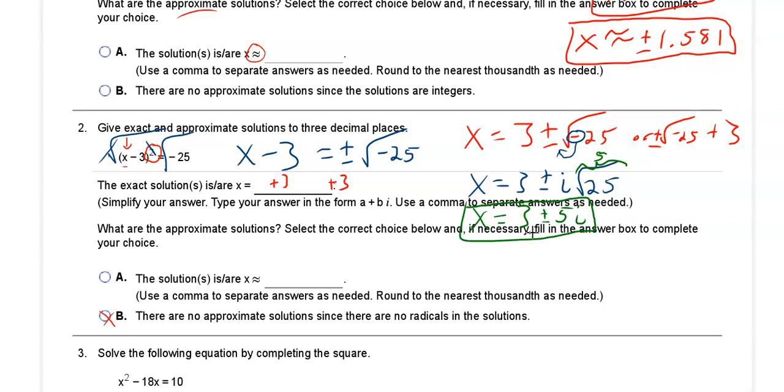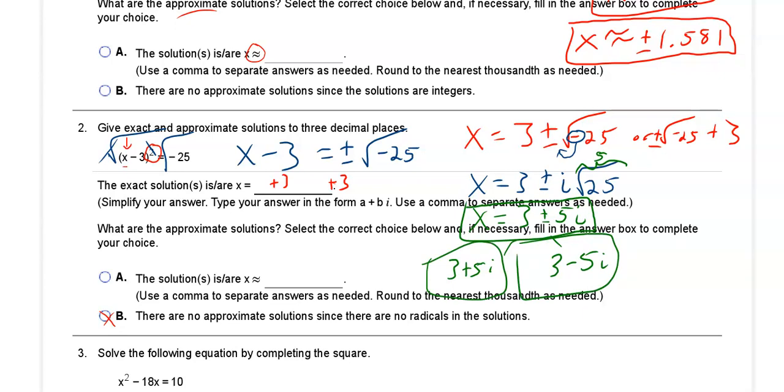So my two solutions are, there's really two answers here, 3 plus 5i and 3 minus 5i, but you can just leave it as plus or minus. That's really acceptable here. And this cannot be approximated because there's no radicals. And so that's the end of that problem.